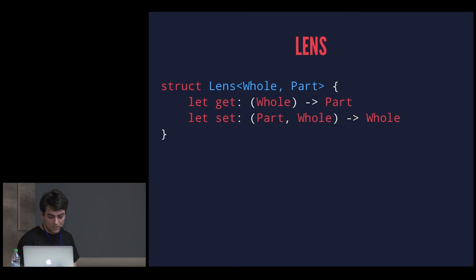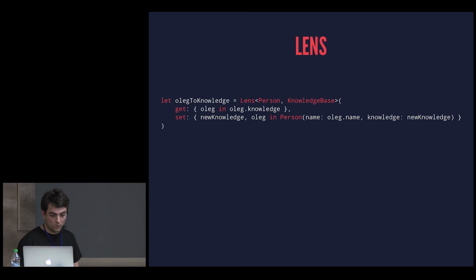But what lens is all about is it solves the problem that we had in the beginning, that we have to create all these immutable properties one by one. So a lens is like, let's say, we have this Oleg to knowledge. A lens between Oleg to knowledge will know how to get this knowledge base from Oleg. And then it will know how to take a new knowledge base and our latest Oleg and wrap it all into a new person.